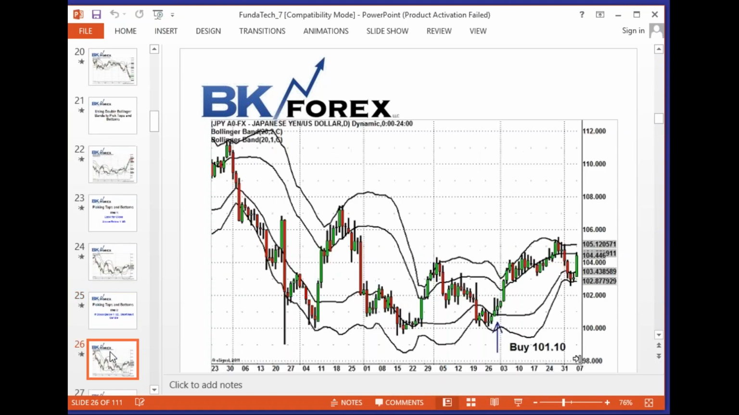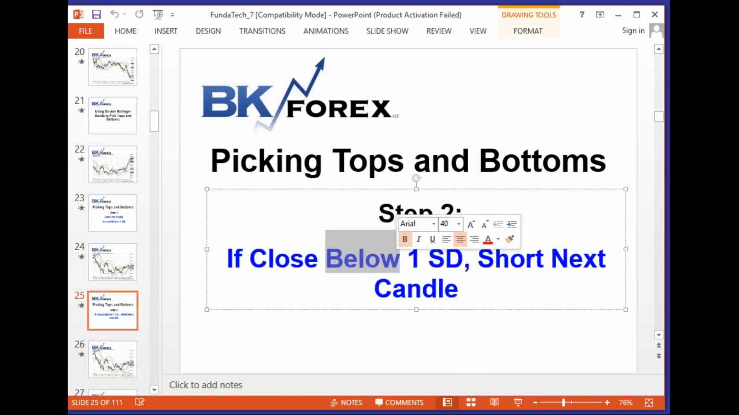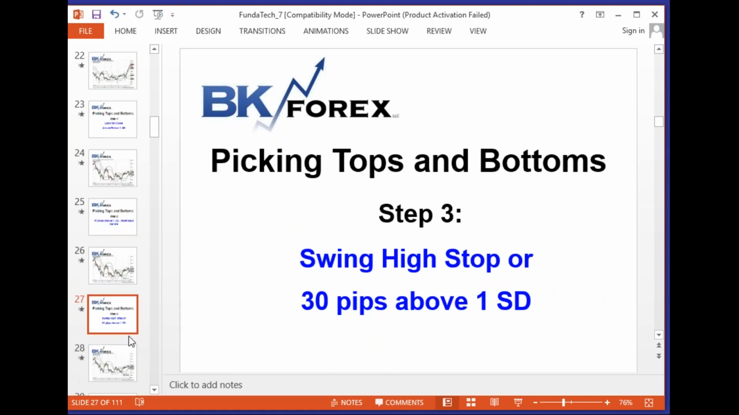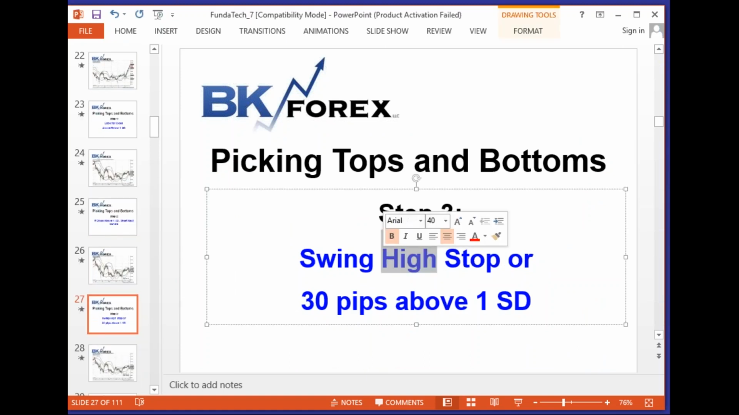So let's look at an example here. Actually, the examples are reversed here, so let's just look at an uptrend, all right? So I'll change this to above. Here, dollar yen was previously in the downtrend zone, rolled upwards, and closed above the first standard deviation Bollinger Band. So it closes above the first standard deviation Bollinger Band, and then you buy. You buy here at 101.10.